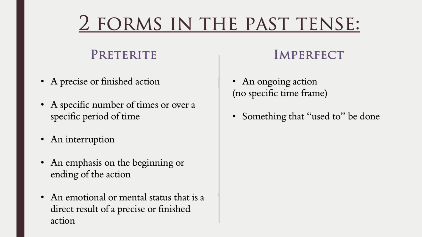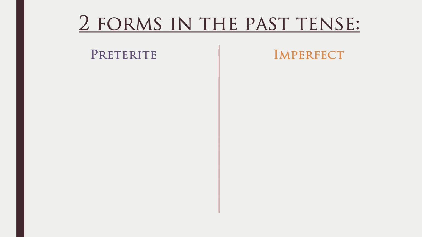And then imperfect is also that feeling of something that used to be done. So I'm just going to show you some examples here.